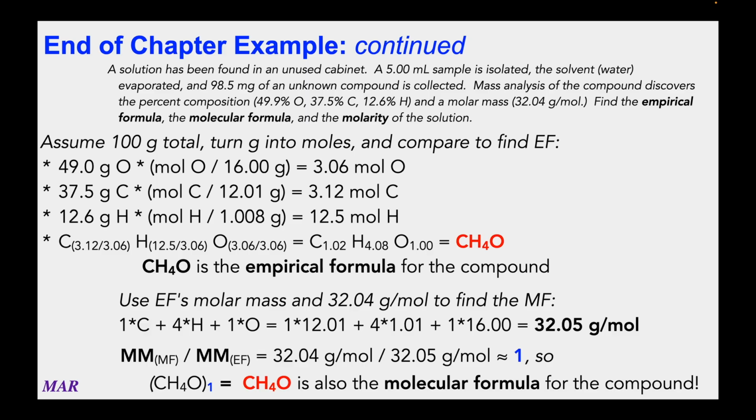So this means that the molecular formula is the empirical formula taken one time, so CH4O is the molecular formula of the compound. In this example, the empirical formula and the molecular formula are the same, and this does happen. For example, water is H2O. The empirical formula and the molecular formula are the same. For this compound, CH4O is the same empirical and molecular formula as well.